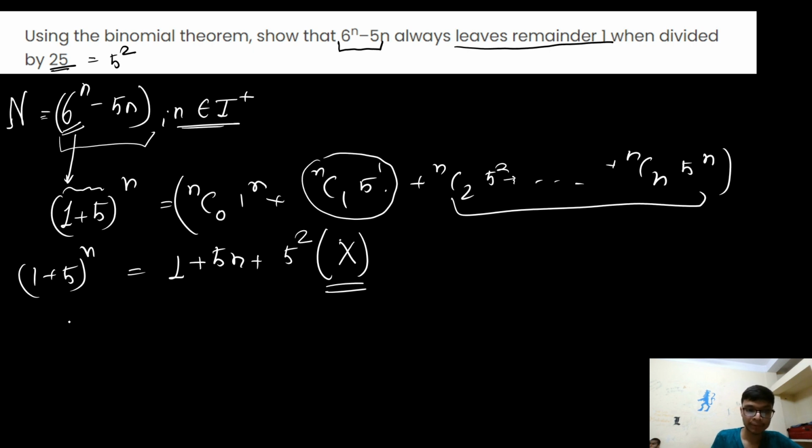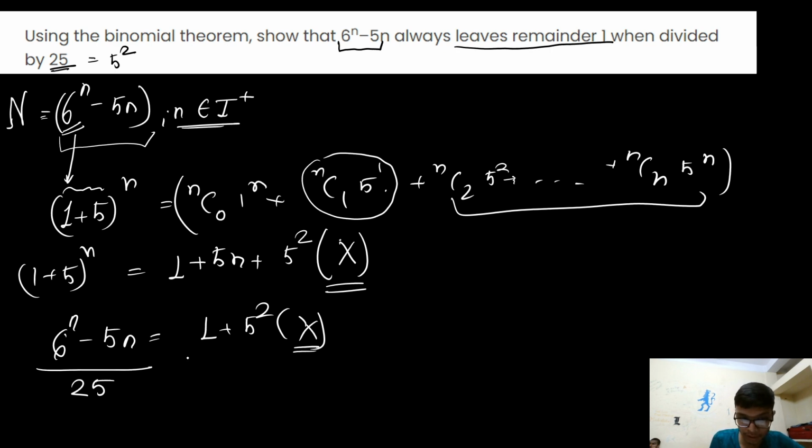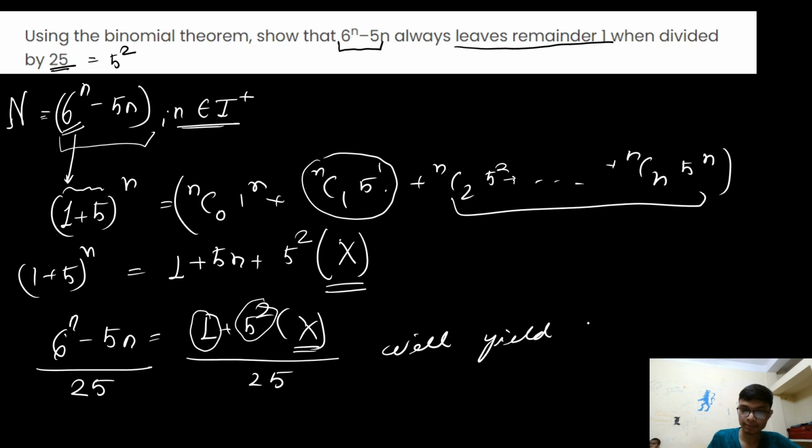Now this is basically 6 to the power n, and let me subtract 5n from here, then we get the number as 1 plus 5 square times some positive integer, that is x. All right, now if we divide this whole number by 25, we see that this particular quantity is divisible, but the only quantity which is not divisible is 1. That means if we divide this whole quantity by 25, we will always get a remainder of 1, in all cases. All right, in all cases.